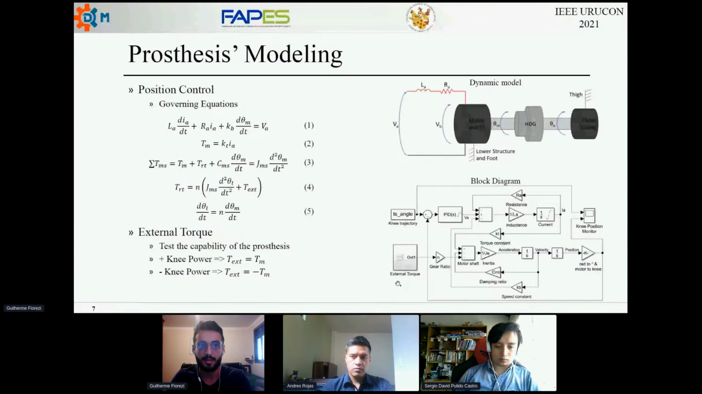And for that, when the power of the healthy knee is positive, the prosthesis has to supply the knee torque. So it has to provide this torque to propel the person forward. And when the healthy knee is dissipating energy, the prosthesis has to resist its external torque because it is a movement of dissipation of energy.